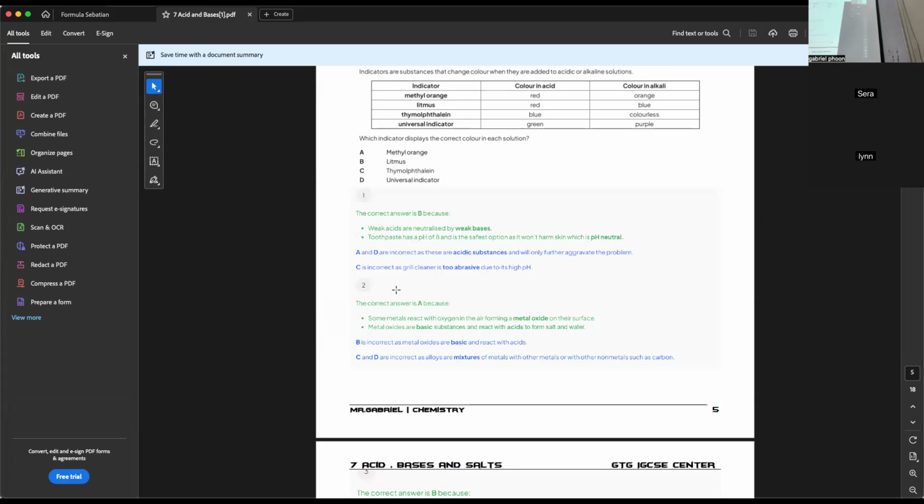Guys, switch to your answers. Your work from last week are the ABCs. We're going to go through it real quick. Then after that, we're going to move on to the next annoying part, which is the preparation of soluble and insoluble salt.